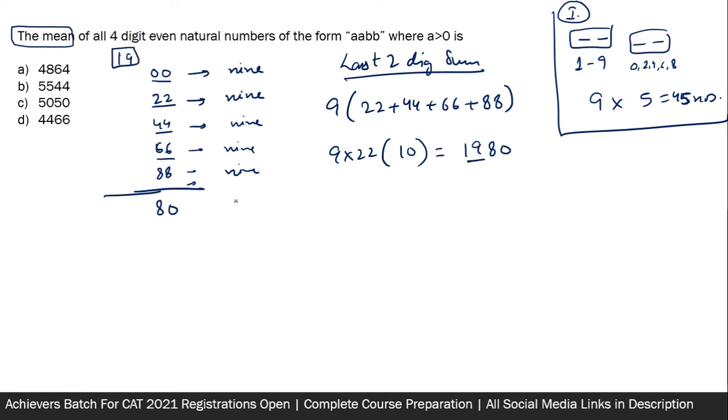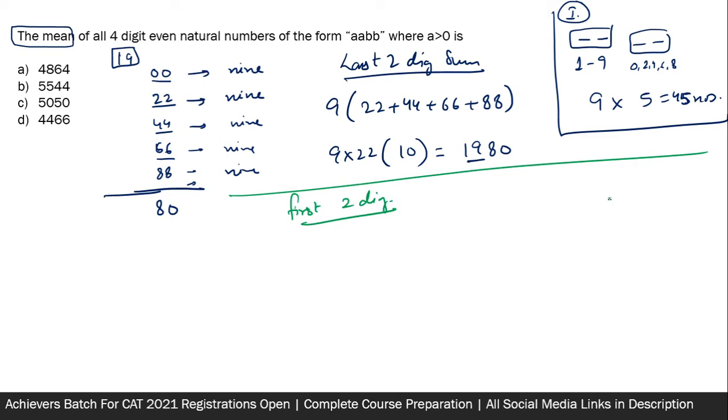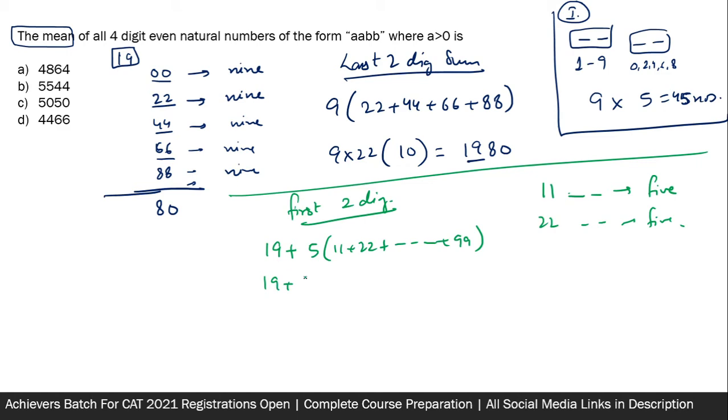Now the calculation of the first two digits. How many numbers are there when you have double 1 as the first two digits? There are 5 such numbers, because the last two digits could be 00, 22, 44, 66, 88. Similarly, when it is 22, again 5 such numbers. So if you are to add the first two digits, you have to first add 19, which is the carried over, plus it will be 5 times 11 plus 22 plus 99. Again, taking 11 common, I will have 55 times 1 plus 2 plus 9.